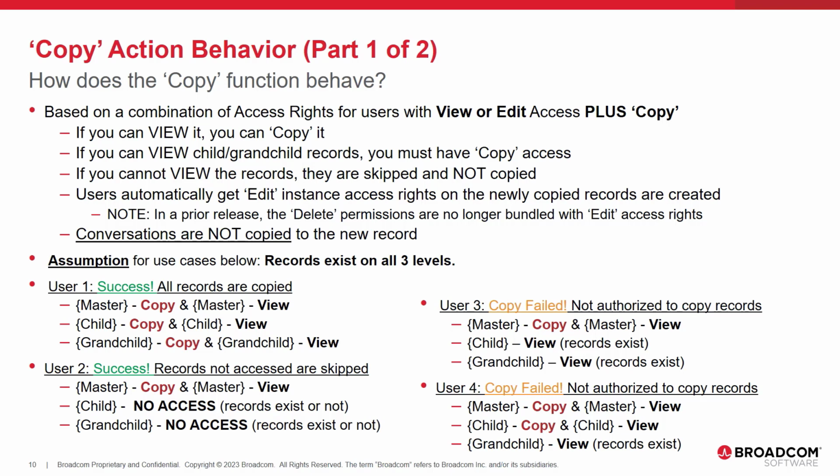A user with access to the records on all three levels but does not have the copy permissions on the second and third levels won't be able to successfully copy the master record, as it will fail to copy the subrecords. A user with access to records on all three levels but does not have the copy permissions on the third level won't be able to successfully copy the master or the second level record, as it will fail to copy the third level records.